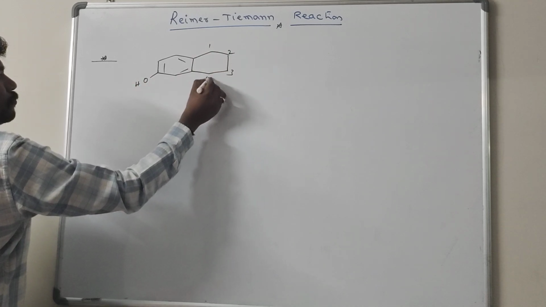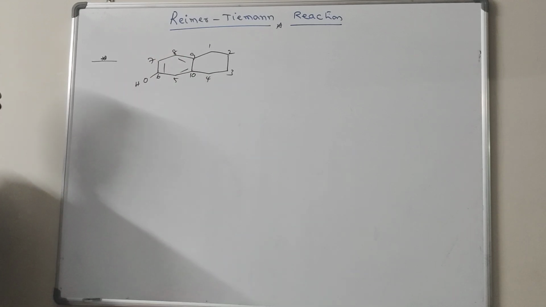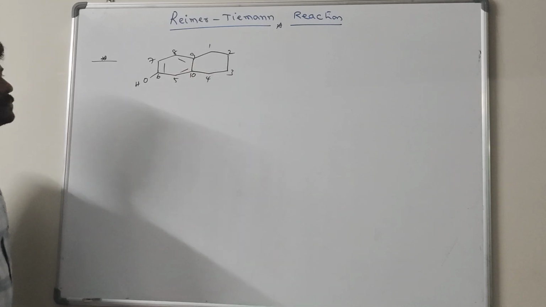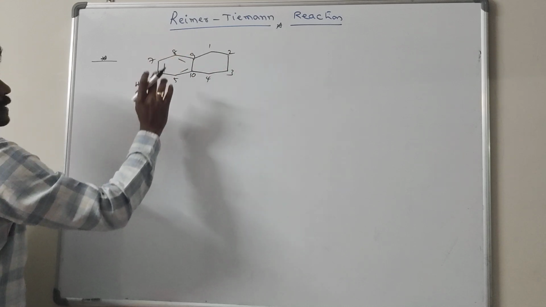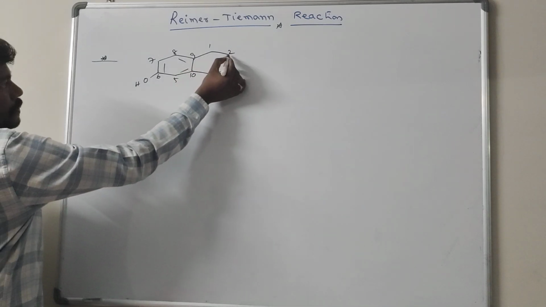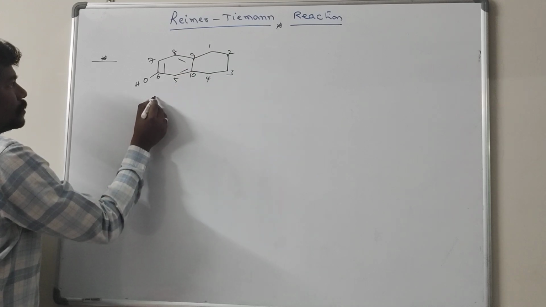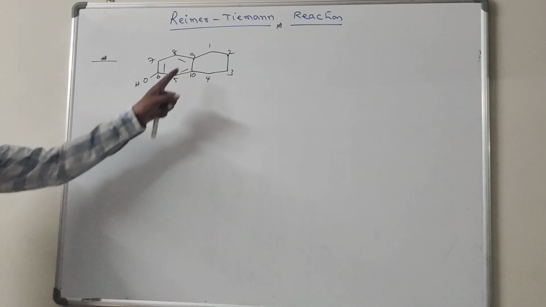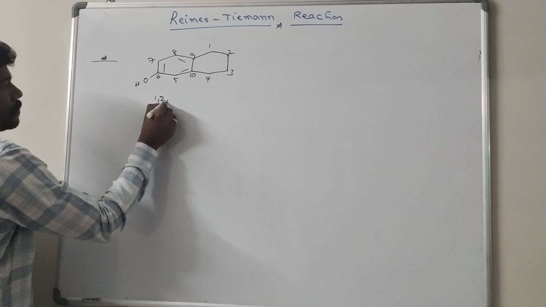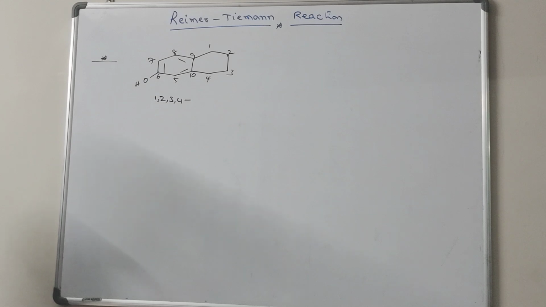One, 2, 3, 4, 5, 6, 7, 8, 9, and 10. The name of this compound: if there is a double bond, this is known as a naphthalene. If two double bonds are removed, it is dihydro. Tetrahydro: 4 hydrogen atoms are added. Here one double bond and here another double bond, two double bonds are broken by hydrogens. So 1, 2, 3, 4, tetrahydro.